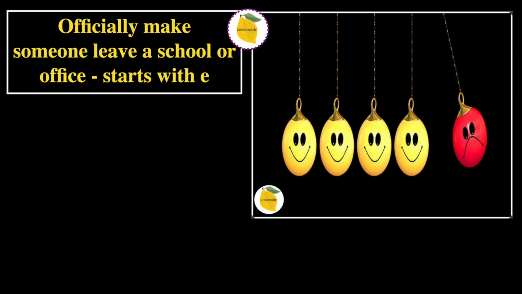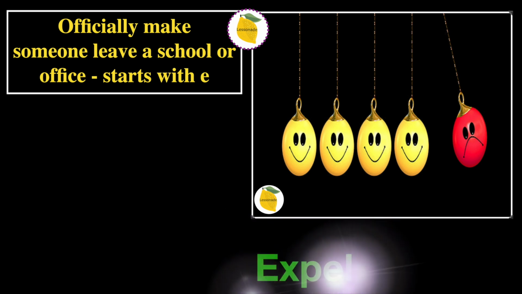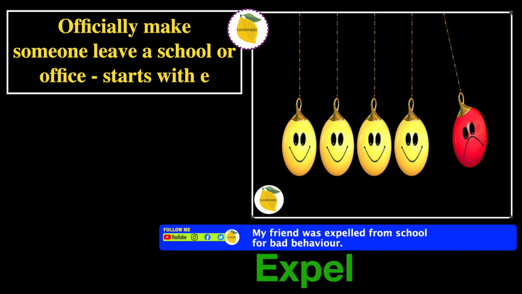Officially make someone leave a school or office starts with E. In this picture, we can see 4 smiley faces and 1 sad face. So therefore, the word will be expel. And the sentence is, my friend was expelled from school for bad behavior.